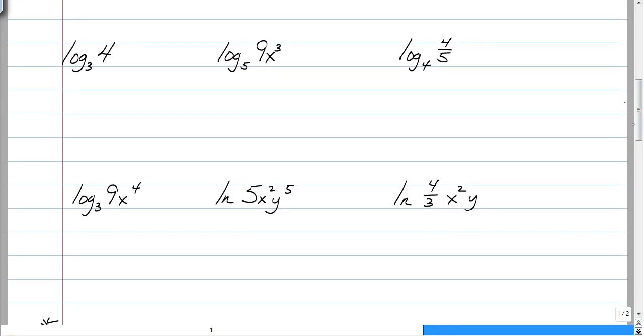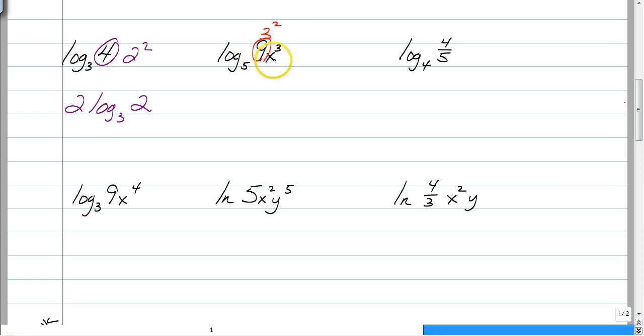So here's the first example. That doesn't look like it can be split, but you have to remember 4 can be rewritten as 2 squared. So this can actually be written as 2 log base 3 of 2. Okay, that is the same thing as log base 3 of 4. Here we go again. We have a 9, which can be rewritten as 3 squared. And now that also gives us 2 terms.